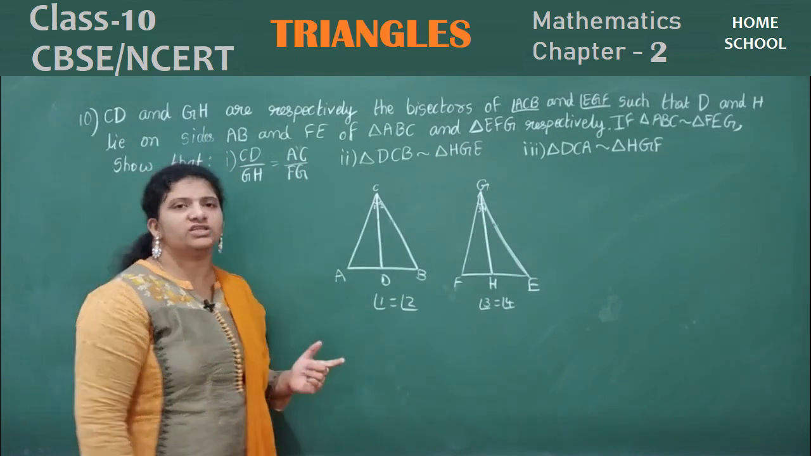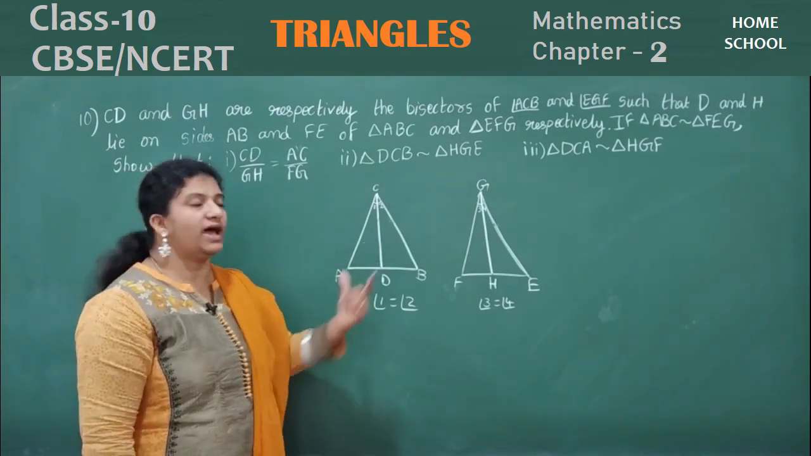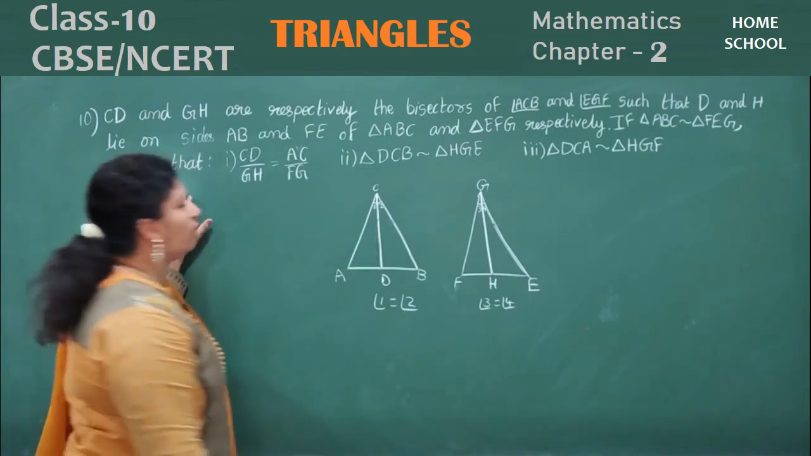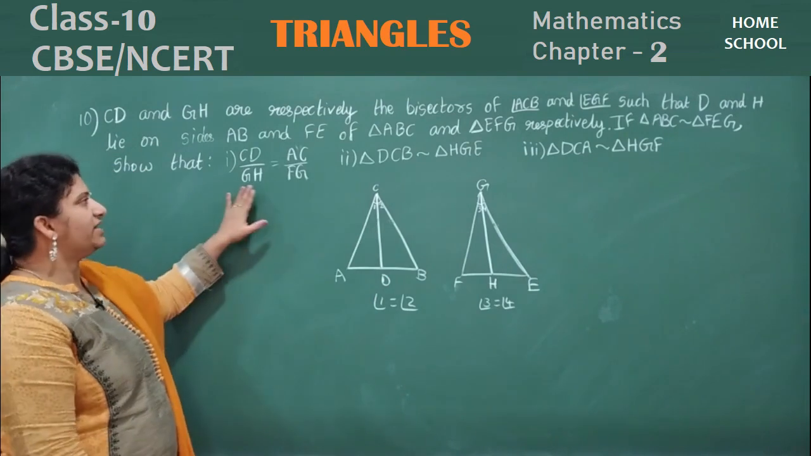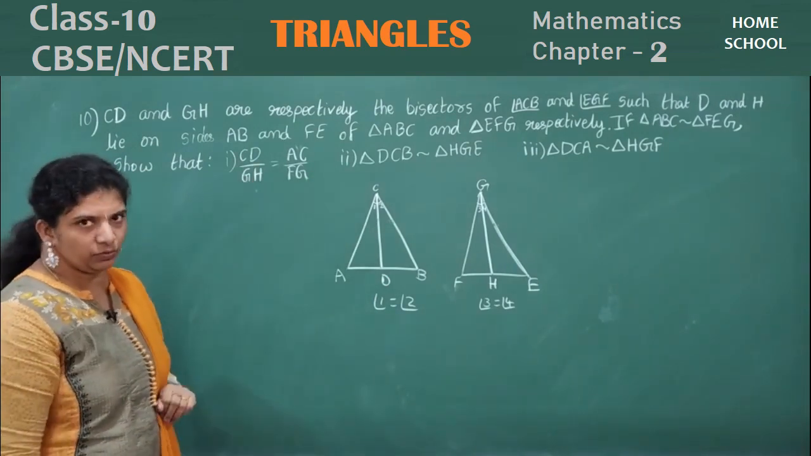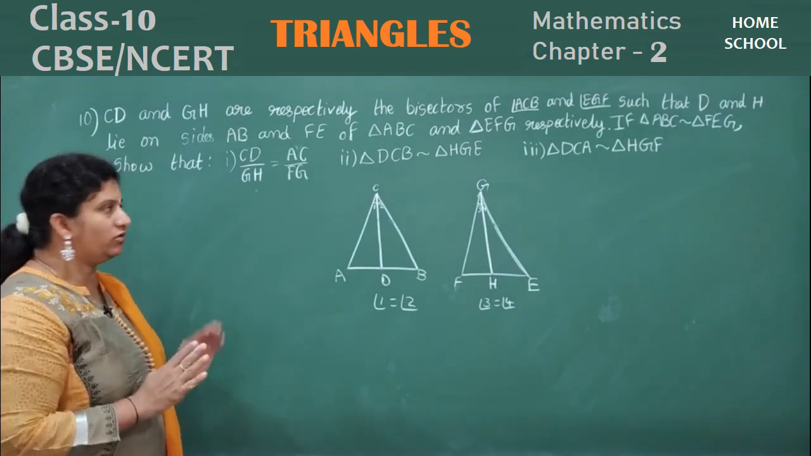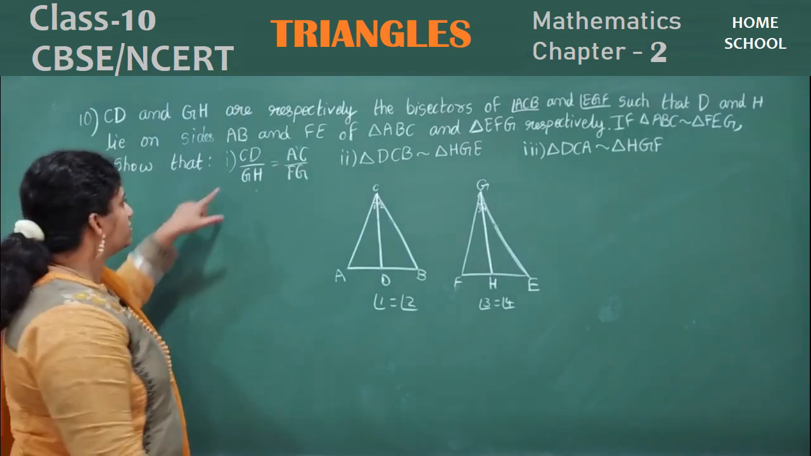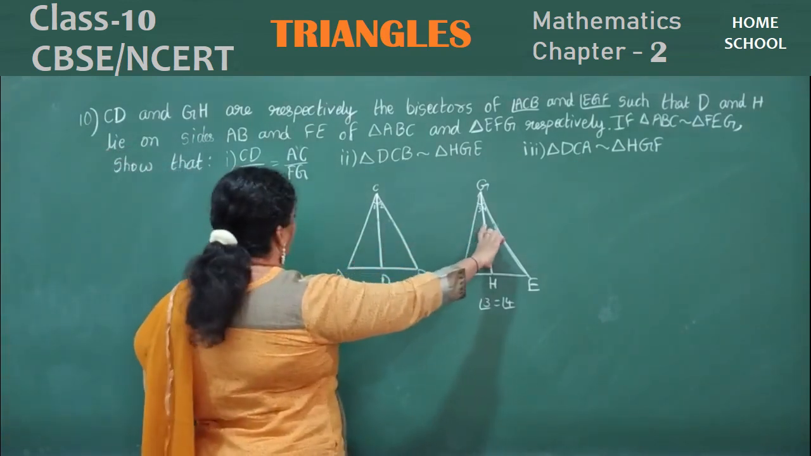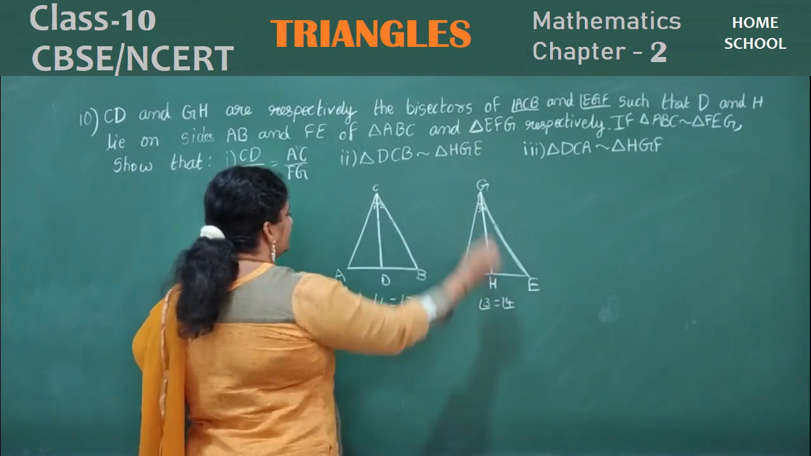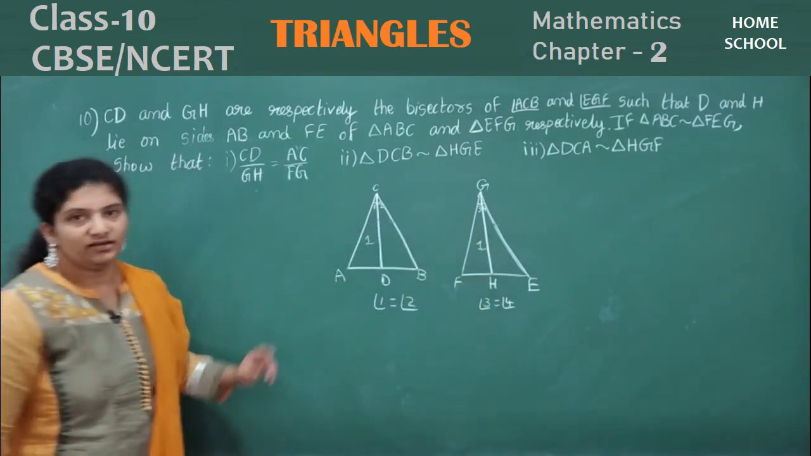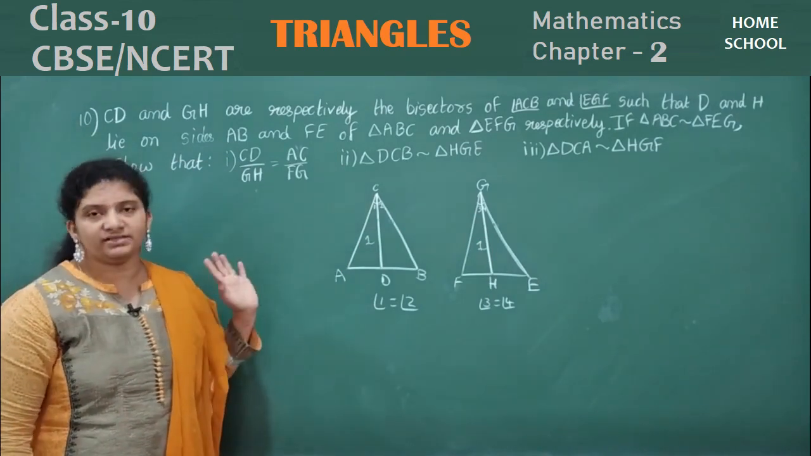So what is your question? They are saying that the two triangles are already similar. If they are similar, what do I need to prove? Some ratios are in proportion and some tiny triangles are similar. We need to prove. So first thing we need to do, we'll observe in the figure. So what is this? CD, GH. AC, FG. First one, I need to prove these two triangles are similar; they already said they are similar.